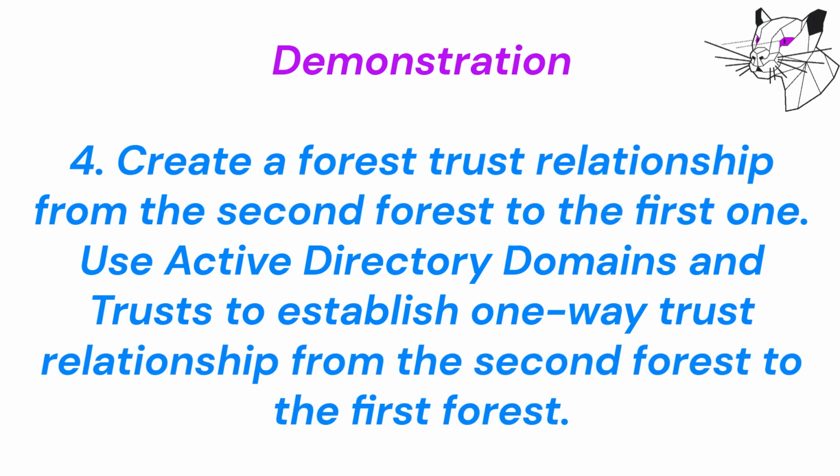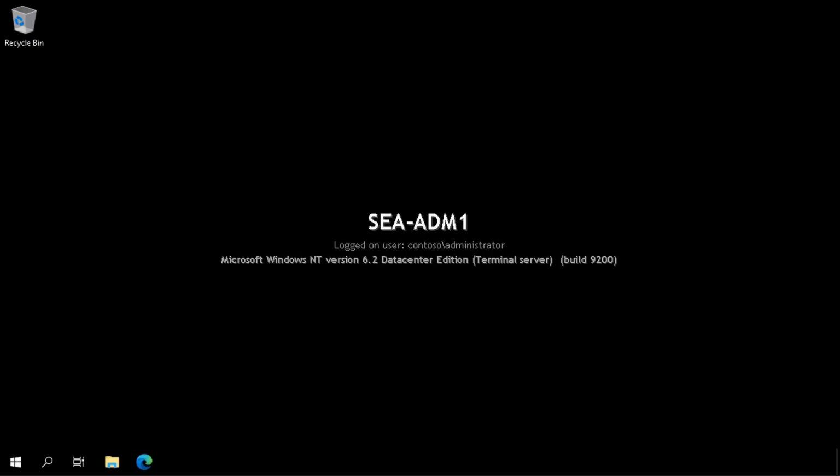4. Create a forest trust relationship from the second forest to the first one. Use Active Directory domains and trusts to establish one-way trust relationship from the second forest to the first forest. How to configure a forest trust between two separate Active Directory forests on Windows Server 2019.